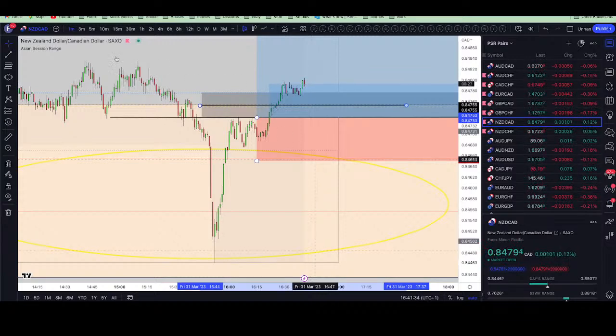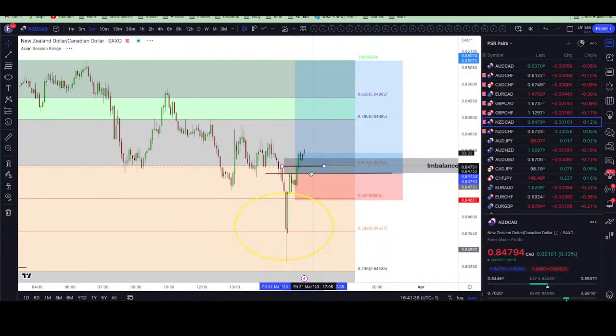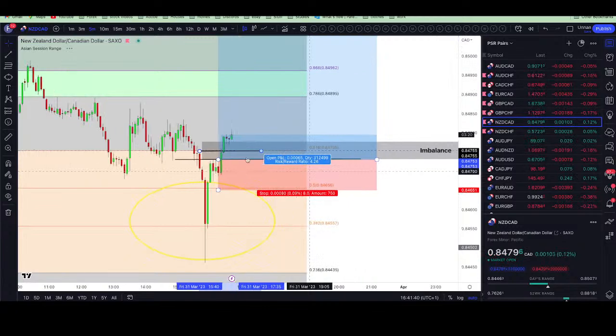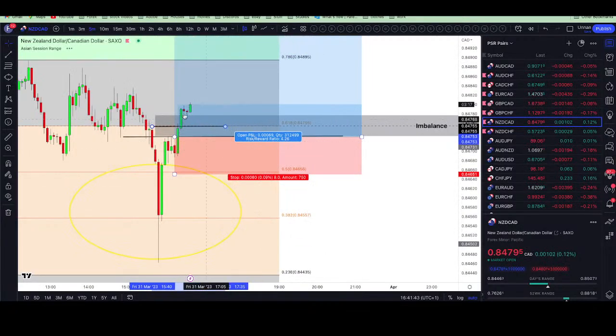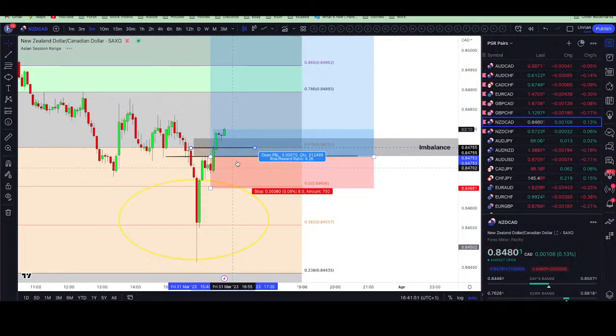So you just want to see wick rejections on that imbalance, and then that imbalance is going to be held. So here, even on a 5 minute time frame, you can see what I'm talking about. See how you've got wick rejection, boom. So showing you that this imbalance is being held so far, which is a great sign.